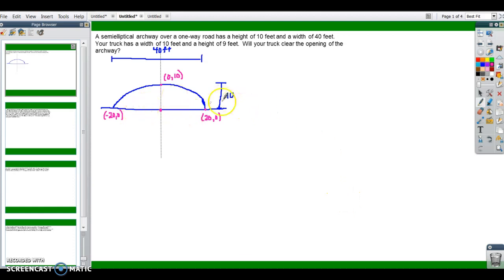So I can go ahead and write the equation of the ellipse. This is just an ellipse centered at the origin with an a value of 20 and a b value of 10. So if I were to write out that equation, I would have x squared over 20 squared plus y squared over 10 squared is equal to 1. So that gives me x squared over 400 plus y squared over 100 is equal to 1.